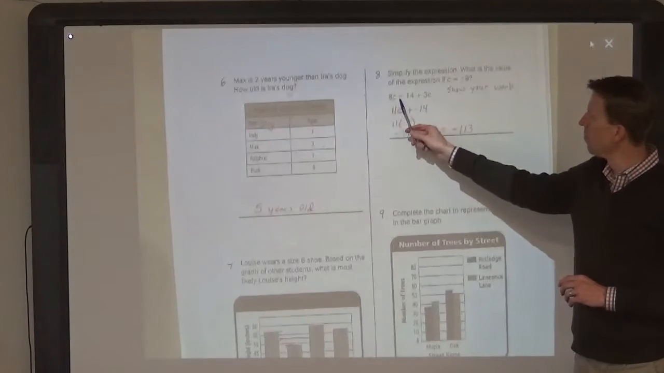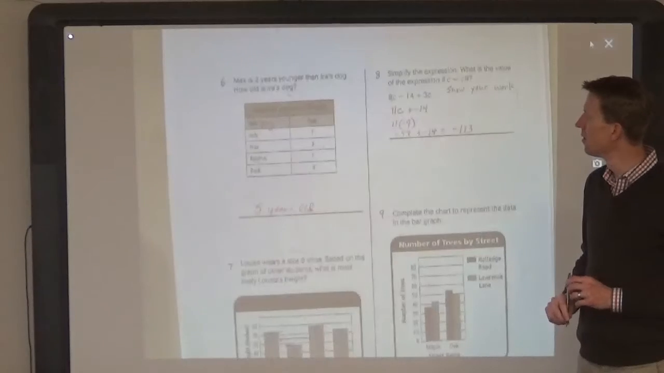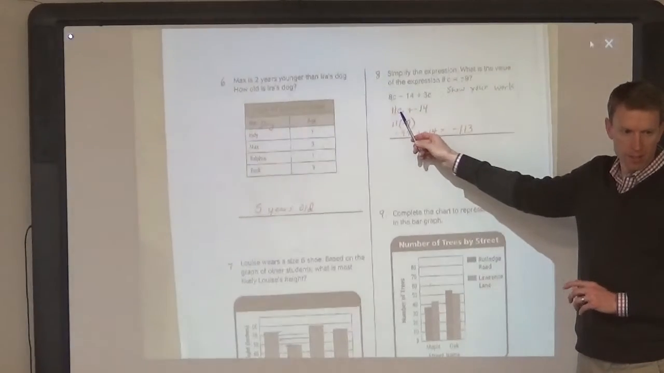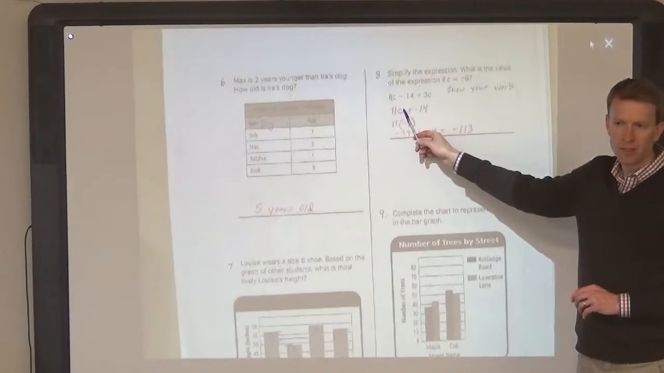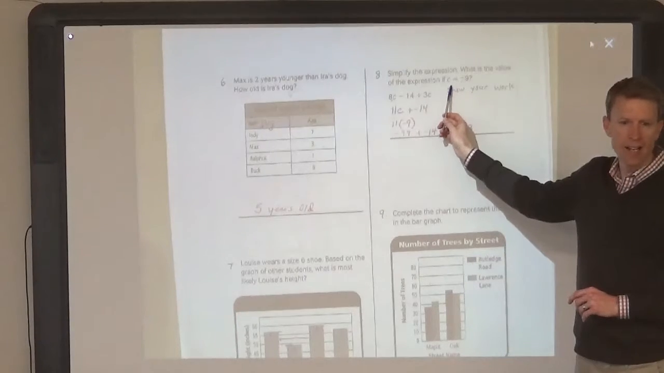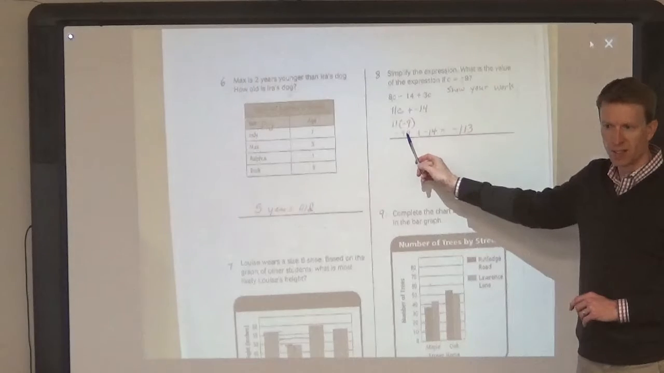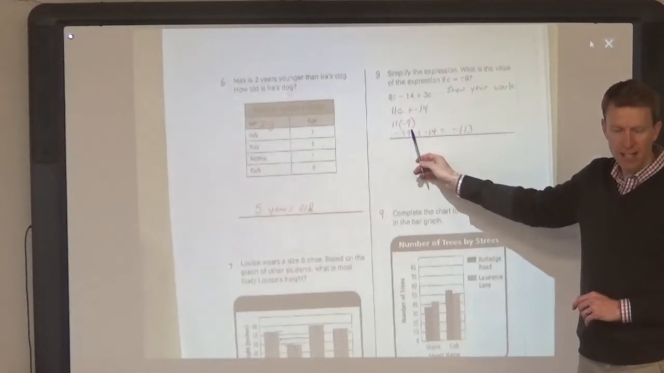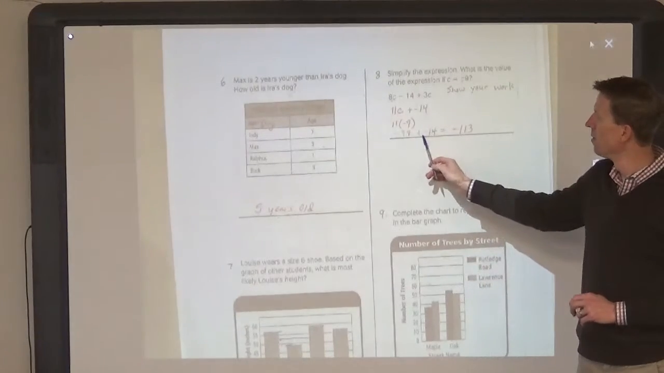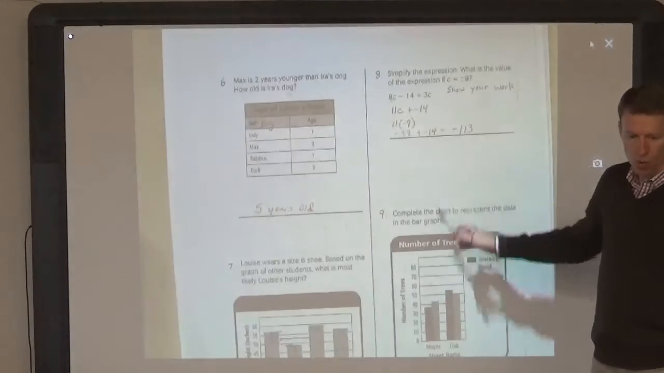So 11C, but we still have minus 14 or plus negative 14. First do 11 times C. And what does C equal to? Use what number? Negative 9. So 11 times negative 9 is negative 99, minus 14. So plus negative 14. Negative 113.